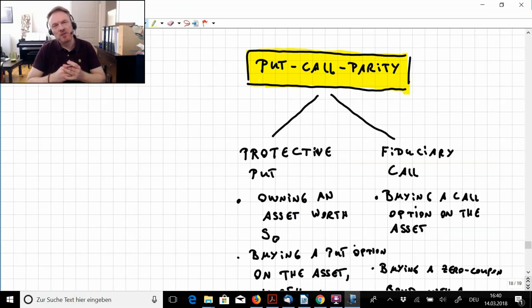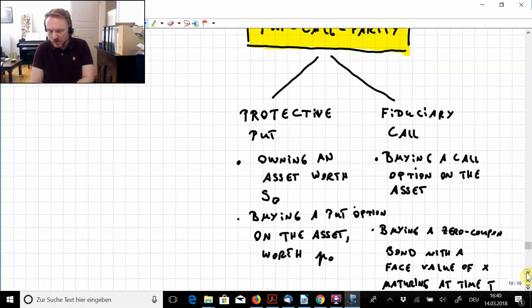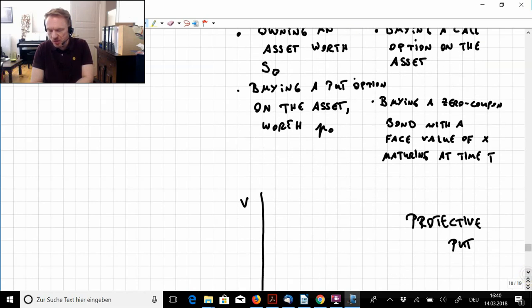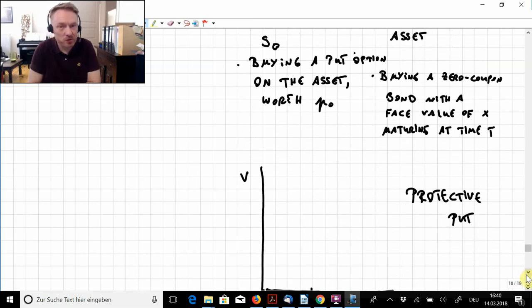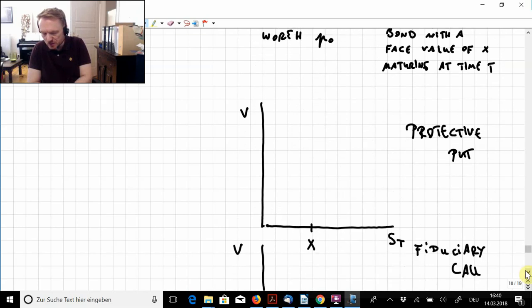The protective put consists of two different things. First of all, owning an asset worth S0. And secondly, buying a put option on this very asset worth P0, which gives us this. We need to understand the value, the profit we can make or the loss we can incur, and this is the protective put.